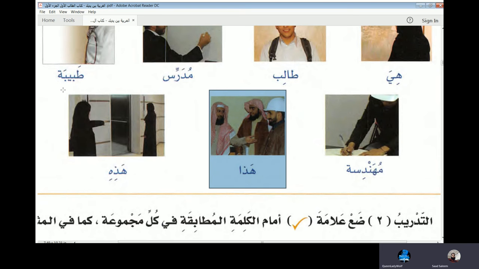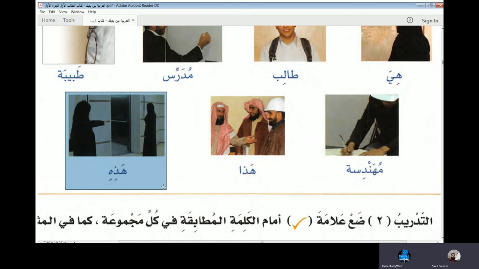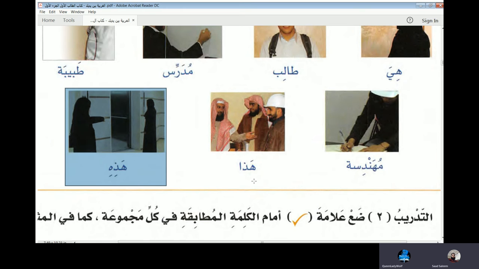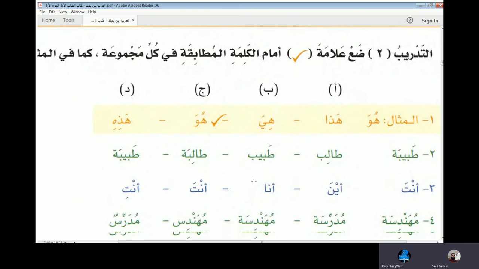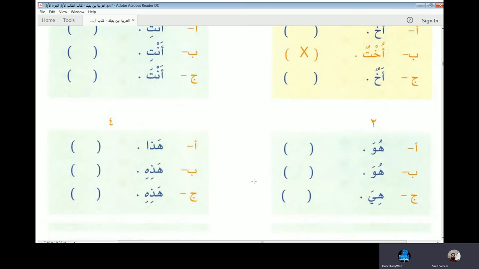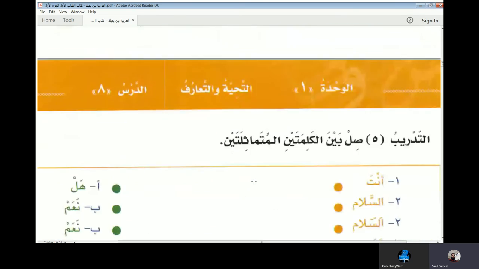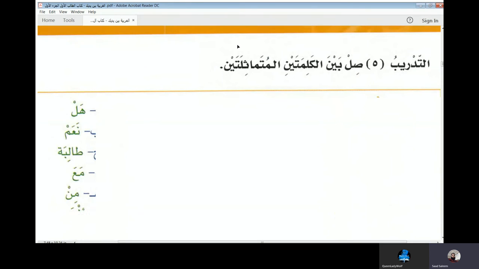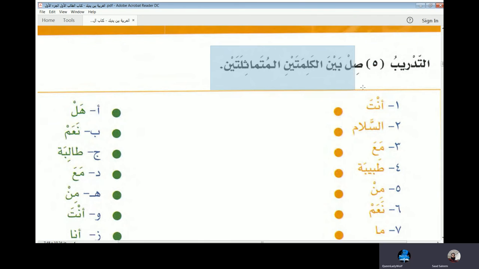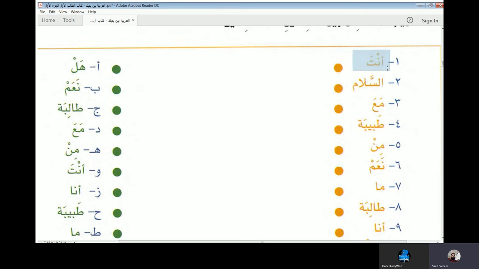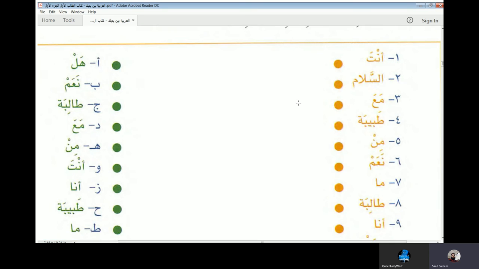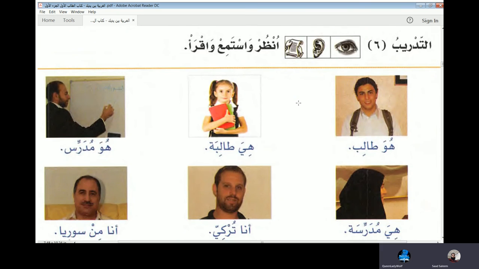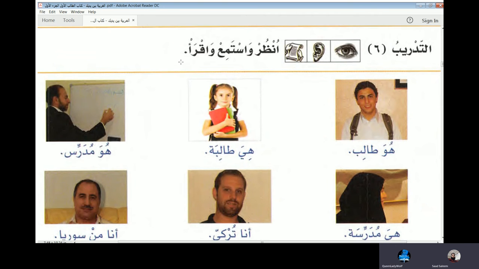Haza is this, masculine, and hazihi is this, feminine. Then we have Tadrib al-Khamis: sil bayn al-kalimatayn al-mutamathilatayn, join between the two similar words. Useless question, because anta will be joined with anta in the next column. Leave that question, useless.